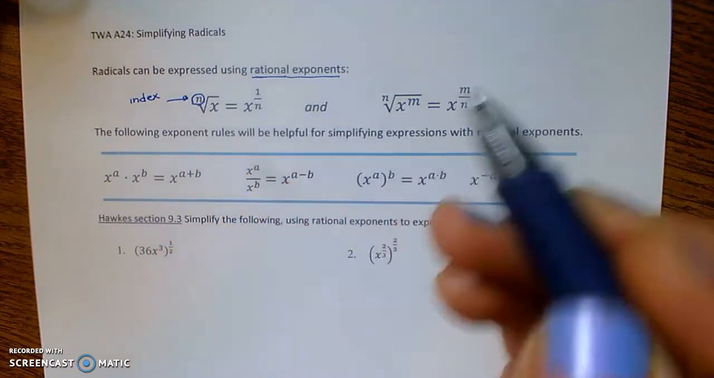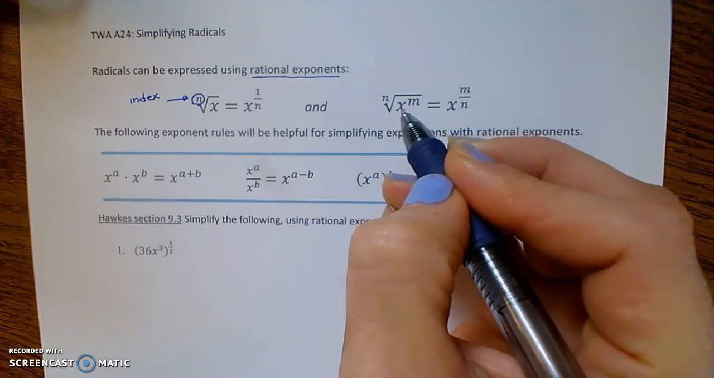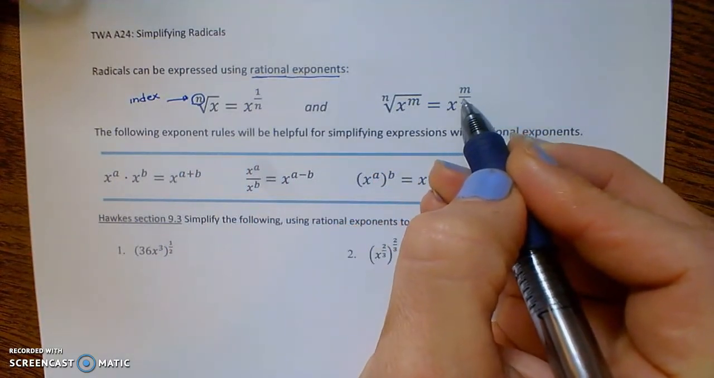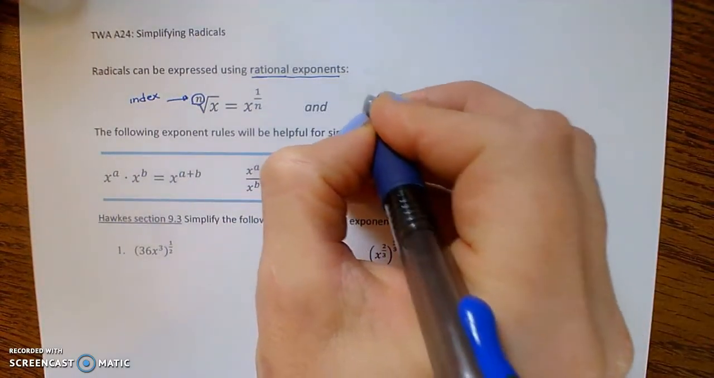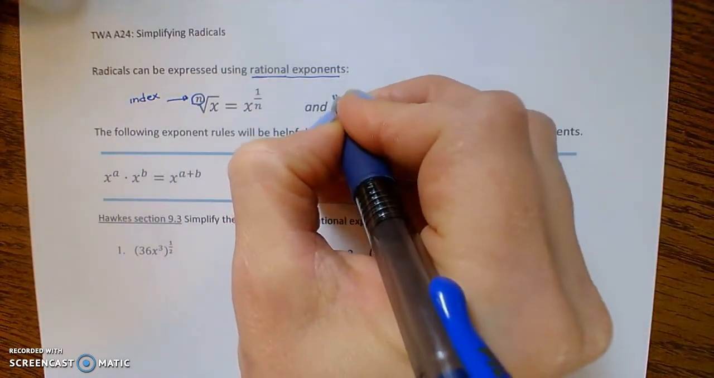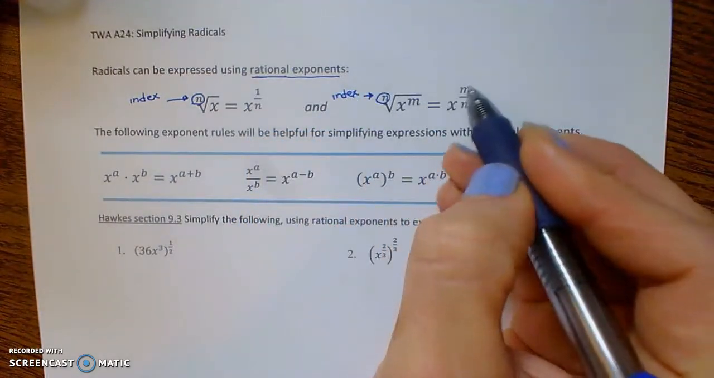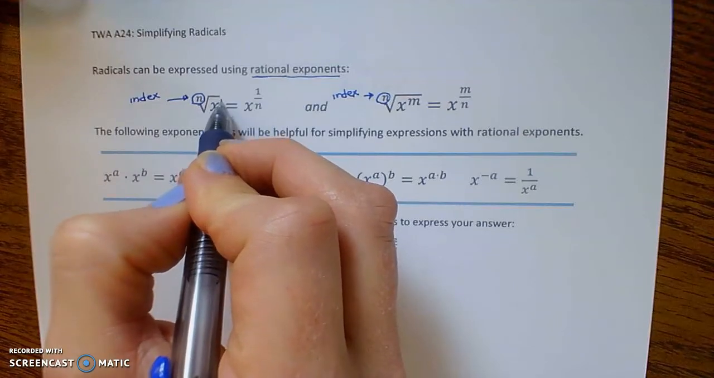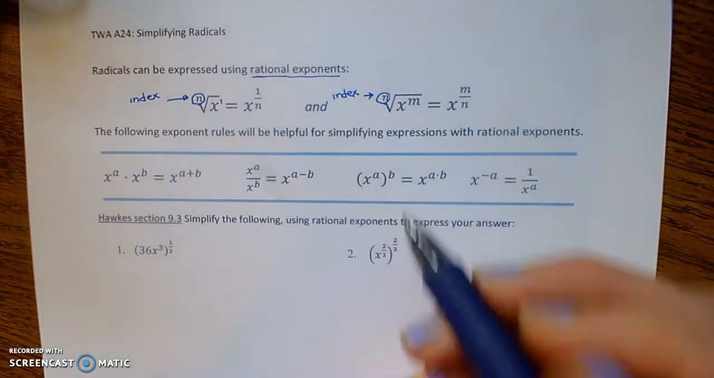Okay? And in fact, if you have the nth root of x to the m, that could be written as x to the m over n. So remember, the index goes in the denominator of the exponent. So if there's no exponent, remember it's like an understood 1. If you do have an exponent underneath here, you can just put it in the numerator.